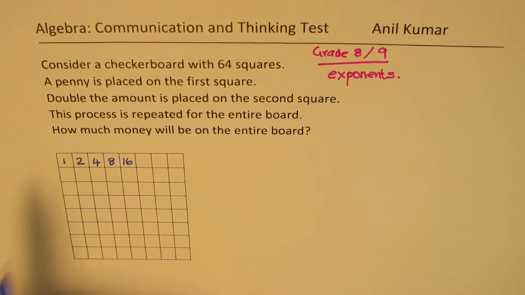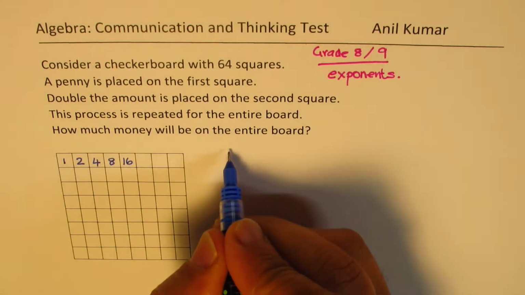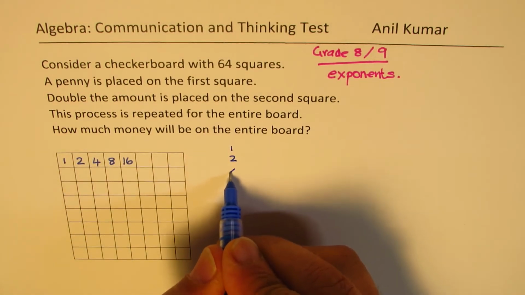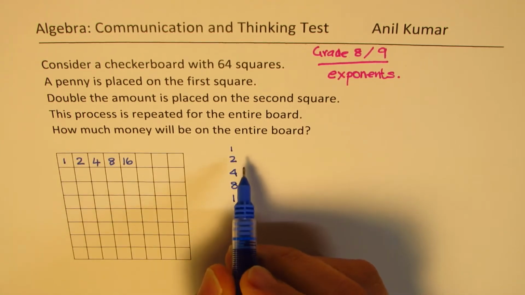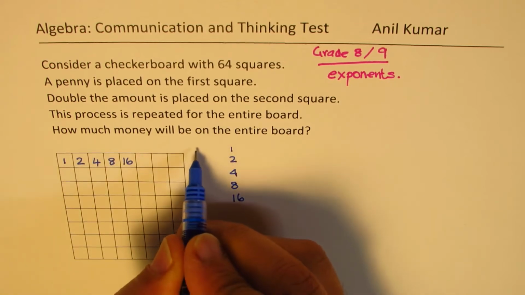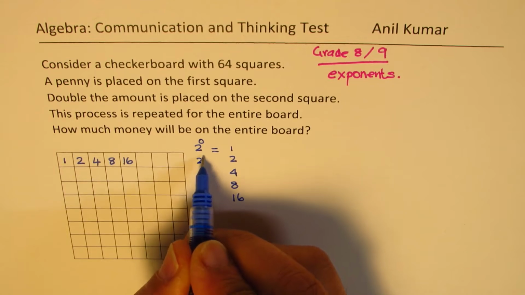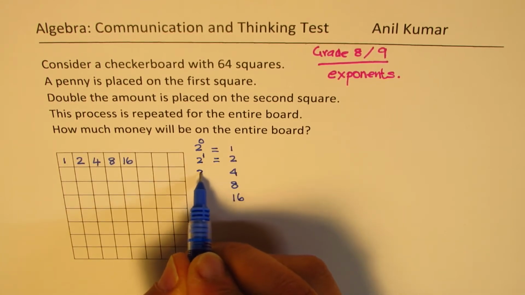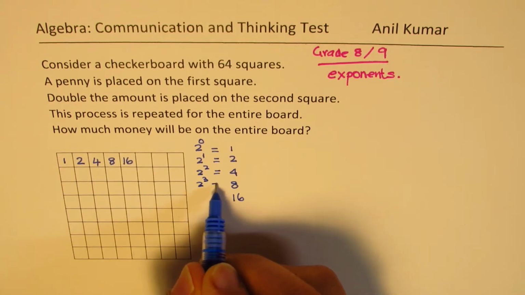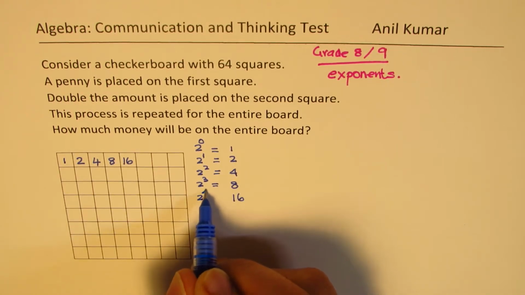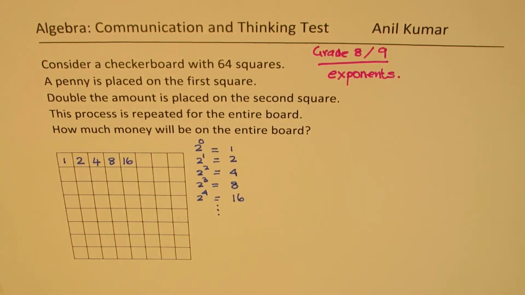What do you notice here? Well, if you look into this pattern, 1, 2, 4, 8, 16, you will see that 1 basically is equal to 2 to the power of 0, right? That is 1. 2 to the power of 1 is 2. 2 to the power of 2 is 4. 2 to the power of 3 is 8. 2 to the power of 4 is 16. So the pattern actually moves on like this.